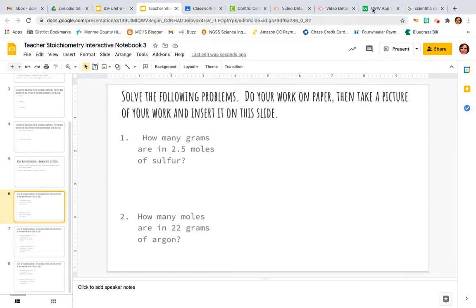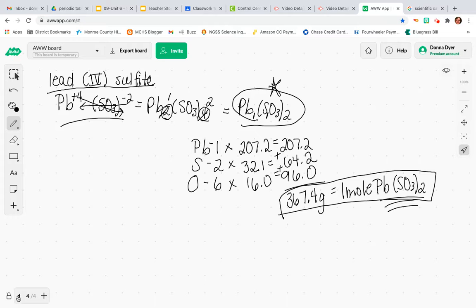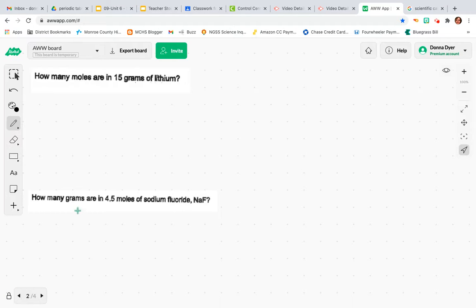So let's go ahead and look at some practice problems. Okay, so our first one, how many moles are in 15 grams of lithium? So remember, I'm going to go ahead and write down the conversion factor we just wrote down. 1 mole is equal to the molar mass in grams. And again, that is going to be from the periodic table. So again, we are using the periodic table here. This is our conversion factor that we're using.